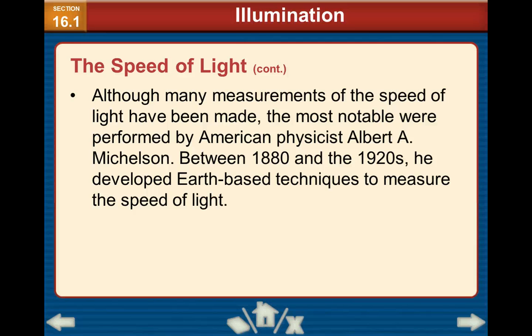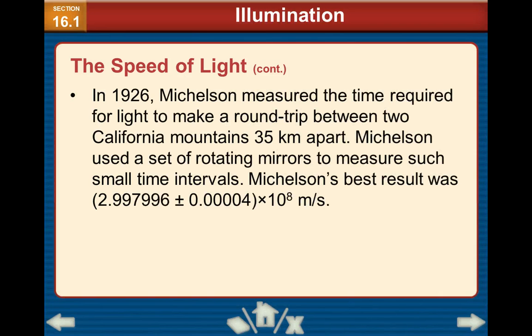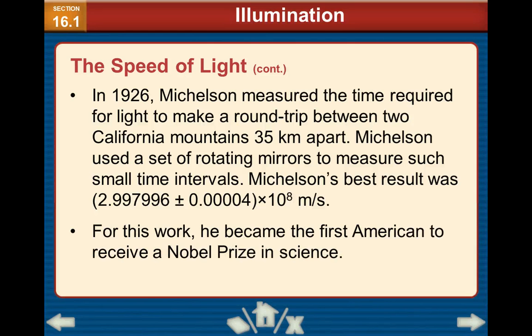Another guy was looking at this. Michelson is more famous for it, working between 1880 and 1920. He developed a method on Earth to measure the speed of light. He actually had two labs set up 35 kilometers apart on two California mountains. He used a set of rotating mirrors, and so he was able to measure very small time intervals, and he was actually able to get the speed of light down to the number that you see there on the screen, and he won a Nobel Prize for that.